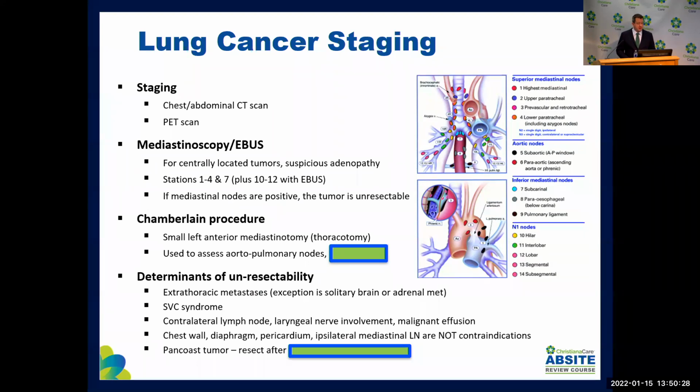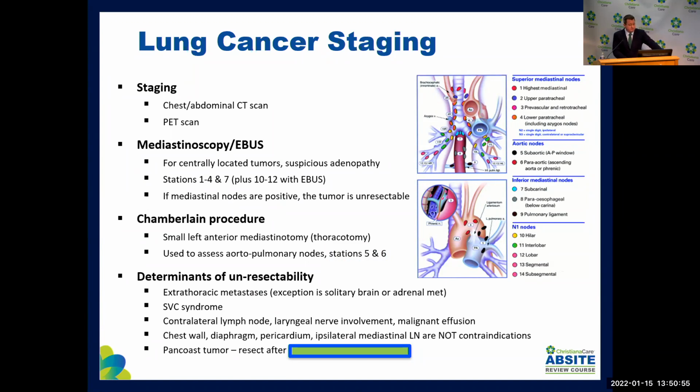If the mediastinal nodes are positive, then your tumor becomes unresectable. A Chamberlain procedure is a small left mediastinotomy, kind of a mini thoracotomy, and that's going to be used to access what station nodes? 5 and 6. So think of Chamberlain procedure or a left anterior mini thoracotomy, think stations 5 and 6.